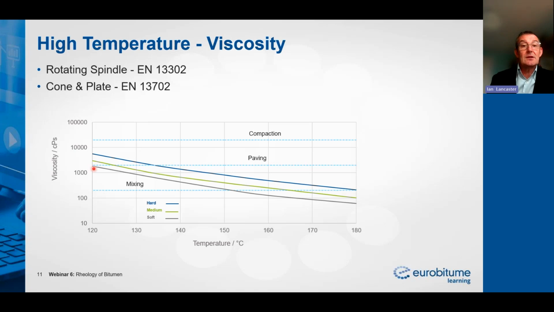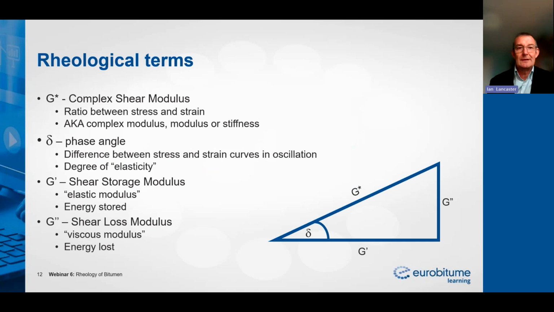Equally, if we take our soft bitumen and we try and pave it when the temperature is too high, we're lower than that ideal paving viscosity, and as a consequence, we might find that the material is too soft and too runny to compact, and it will be inconsistent all the way through. So it's really, really important that we understand those high temperature properties. And that's the first part of our rheological journey, if you like.